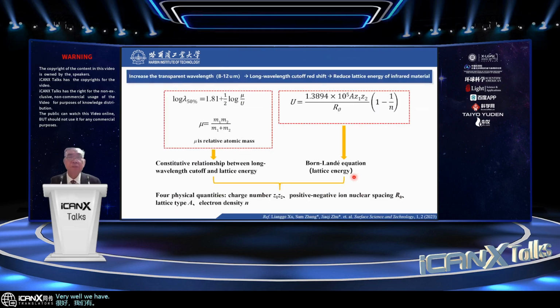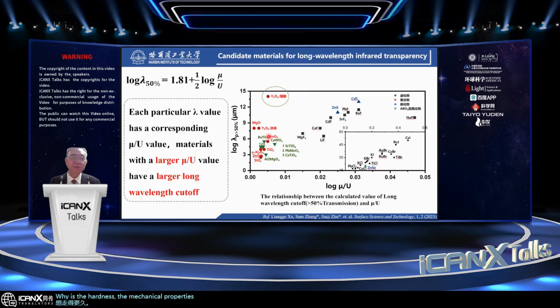Therefore, we have a two-fold problem. One way, we need to increase this long wavelength cutoff. To increase this cutoff, we need to increase this mu over u. This mu is the relative atomic mass, and this u is lattice energy. Later on, we will realize that this and this are contradictory because of the hardness. We have this twofold problem. One is that the wavelength wants to go longer. The other is the hardness, the mechanical properties, as we mentioned just now.